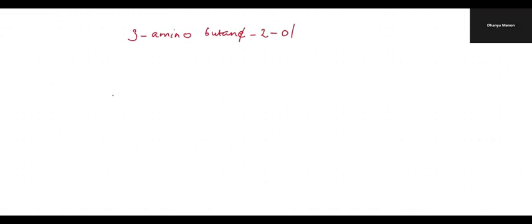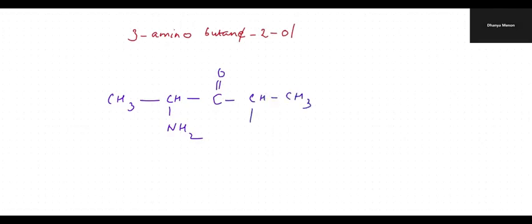CH3, CH, NH2, CO, CH, CH3, OH. Here you have a ketone, amino group, and OH group. There are 3 functional groups.